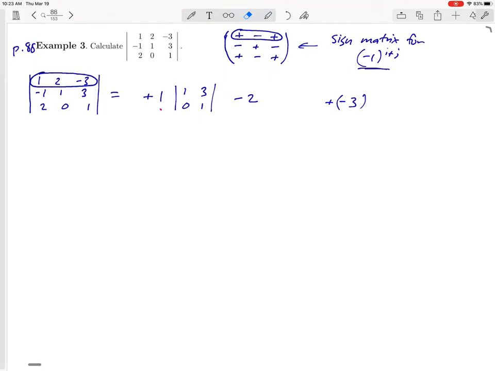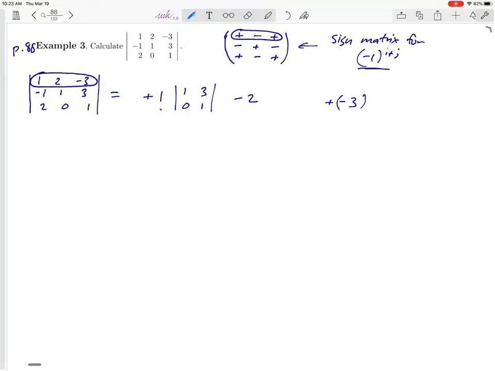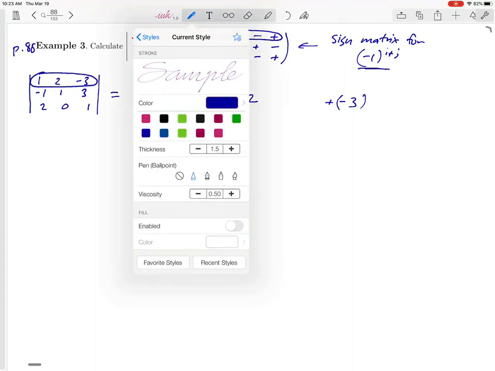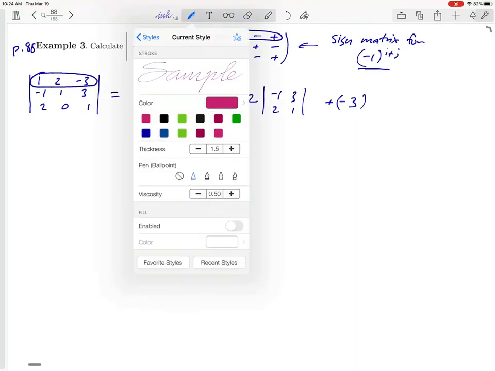We come to the 2. We're going to do the same thing. Find that 2, which was sitting here. We're going to cross out that row and column, and the 2 by 2 matrix that's left this time looks like -1, 2, 3, and 1. We've completed the second term then. All right, so let's erase, and then we come to the last entry.